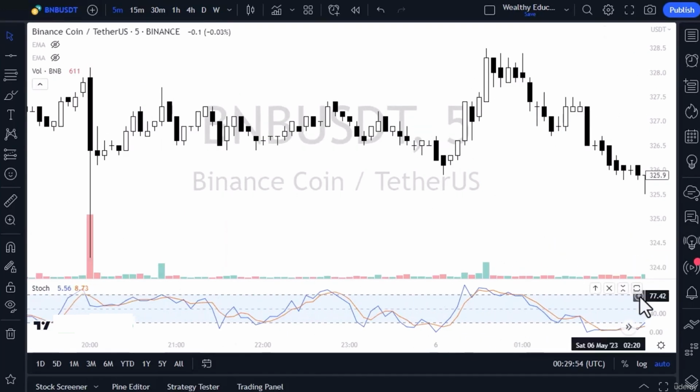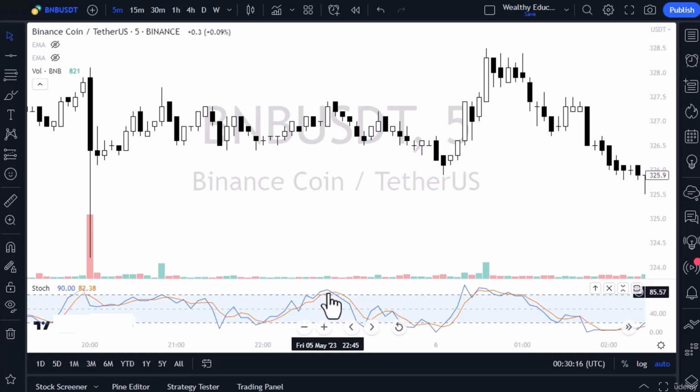So the 80 level in the stochastic oscillator is considered to be overbought. So anything above there is overbought. Anything below 20 is oversold. The idea is that the market will turn back around. Traders will wait for a moving average crossover.